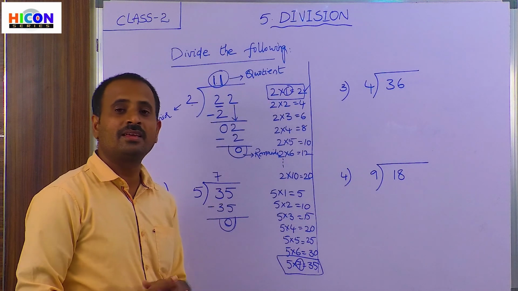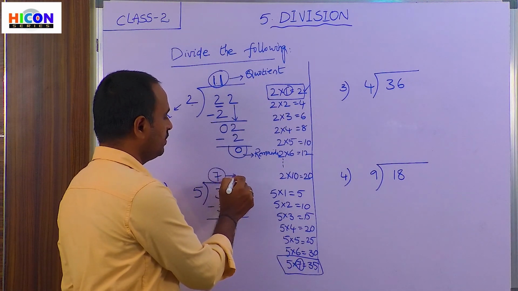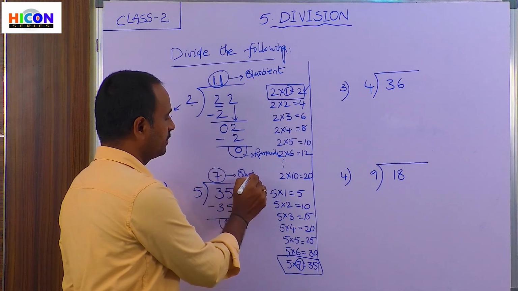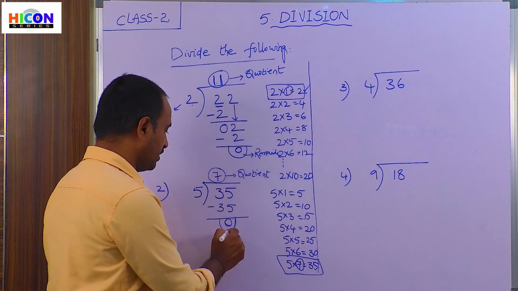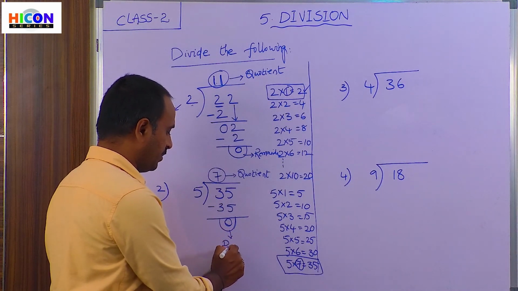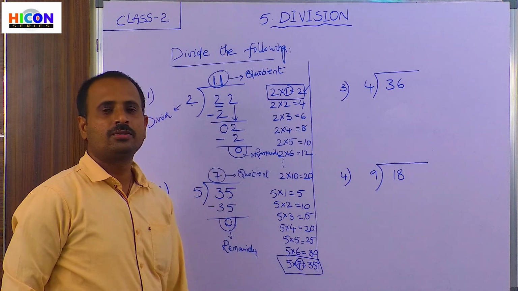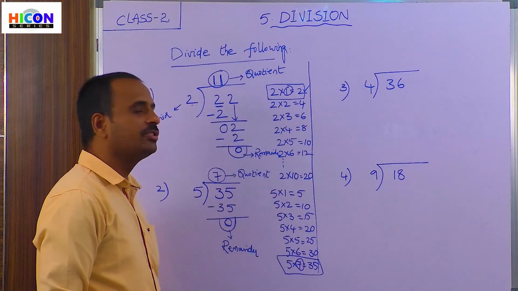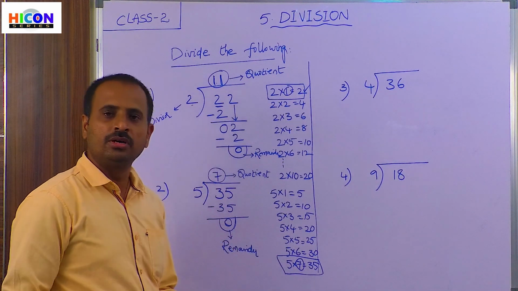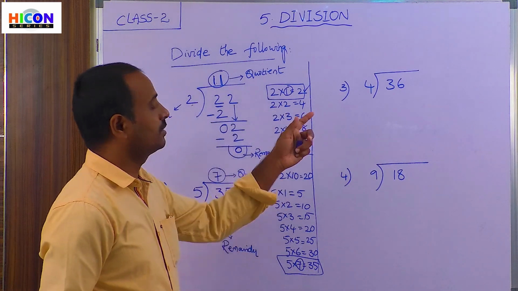So what is the answer here? The answer is 7. What is the 7 called here? 7 is called the quotient. What is 0 called here? 0 is called the remainder. We have to continue the division until we get 0. So we have finally got 0. The division is completed. So let us see the third problem.